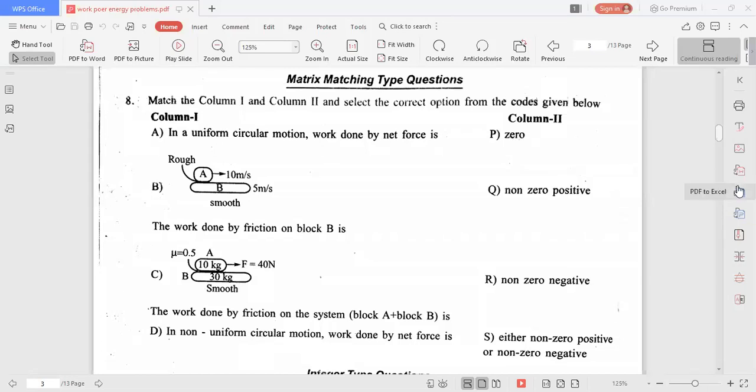Now see the problem. Eighth problem: match column 1 and column 2. This type of problem is generally asked in advanced exams. Match column 1 and column 2 and select the correct option for the codes given below. Here in column 1, A: in uniform circular motion, what is the work done by the net force? When the body travels along a circular path with uniform speed. I will explain one by one. All of you look at the board.